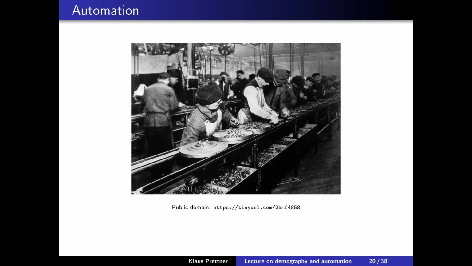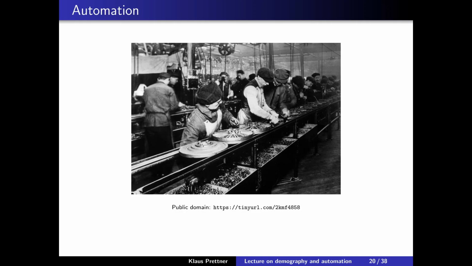Now there is another important aspect of the topic of this lecture, basically, but also as a response to demographic change, and that is automation. As we will see, automation can be one of the responses with which we can cope with demographic changes.